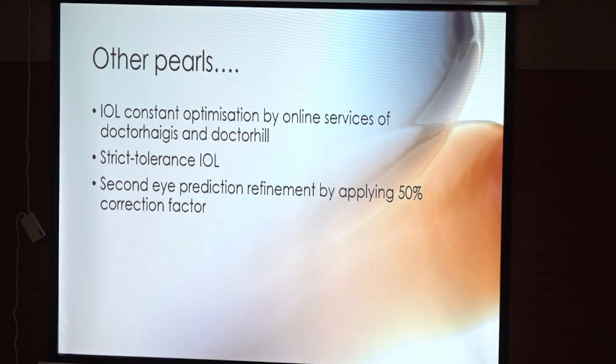Then the third is second eye prediction refinement by applying 50% correction factor. So if we are implanting a 23 diopter lens and we get a 2 diopter hyperopic surprise, then for the next eye, if we have to plan, we will do a 50% reduction. That means instead of 23 diopter, we will implant 22 diopter. So that 2 will be divided by 2, that is, a 50% correction factor will be applied.